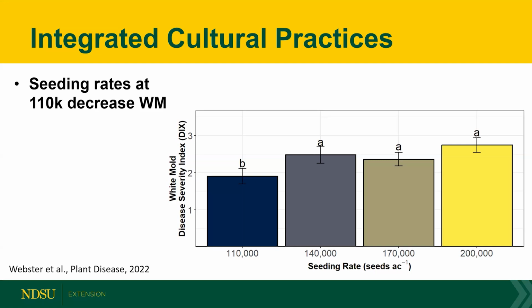And the reason behind this is that the 110,000 seeds allows for fewer plants within that canopy, allowing for greater wind flow and greater air movement to dry out that canopy quicker. Now, if we have a more dense canopy, that moisture is going to be retained within that canopy for a longer period of time, leading to that sustained soil surface moisture.